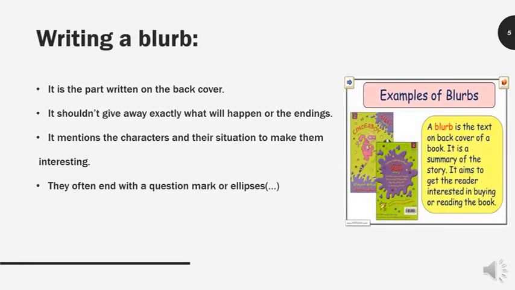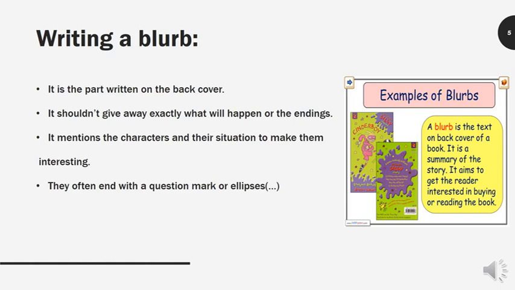A very important thing you would know if you're writing a book would be how to write a blurb. What's a blurb? A blurb is the text on the back cover of the book. It is a summary of the story. It aims to get the readers interested in buying or reading the book. So that would be a very important thing to you. You want people to read your book.